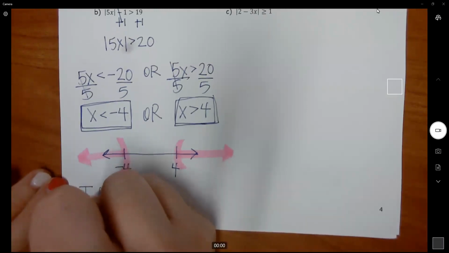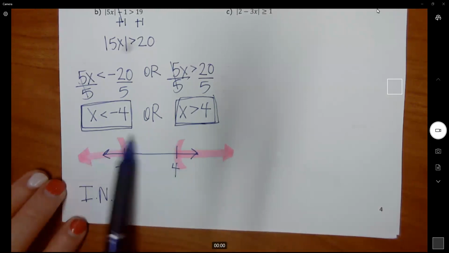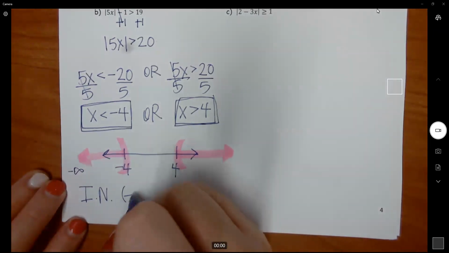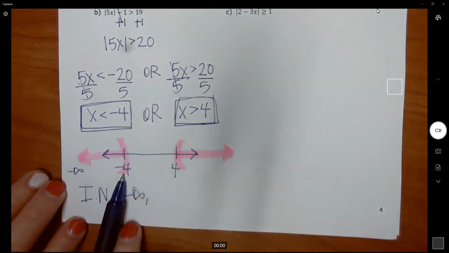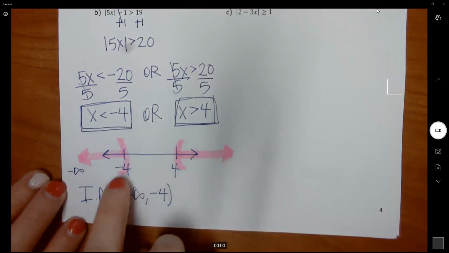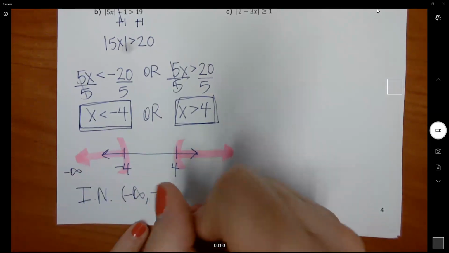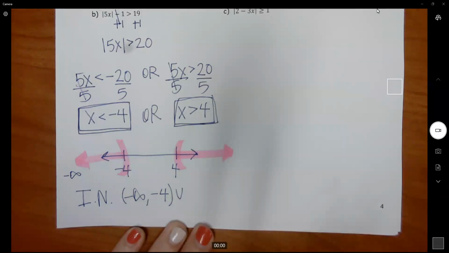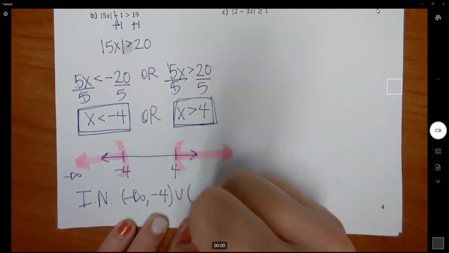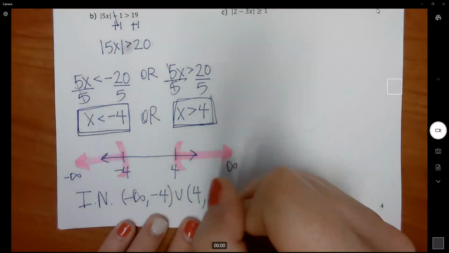So in interval notation, you have to represent each of these shaded portions. This shaded portion here is forever going to the left, which is -infinity. And it's stopping at -4, which also gets a parenthesis because we don't have a line here. When I have two shaded portions, we've got to put them together with a union and now represent this portion here. We have parenthesis 4, and it is forever going to the right, which is going to infinity.